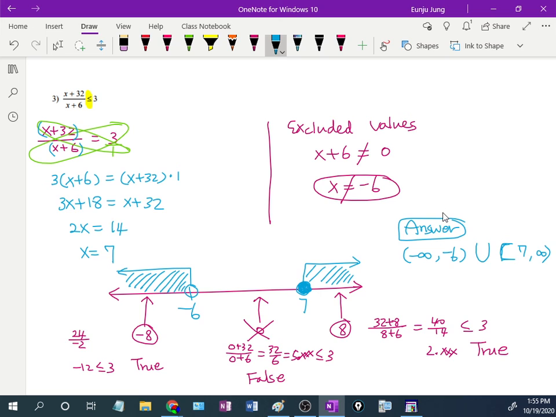Infinity and -infinity, we always use parentheses. If it is included, we have brackets. I shaded two regions, and I have a union of two intervals. Okay? So that is a union of two separated intervals. Can I write my answer in inequality notation? Yes. You can do the same way. x is less than -6, or x is greater than or equal to 7, okay? And then you can put curly braces with the element x with the condition bar. That's called set builder notation. So either way, fine.